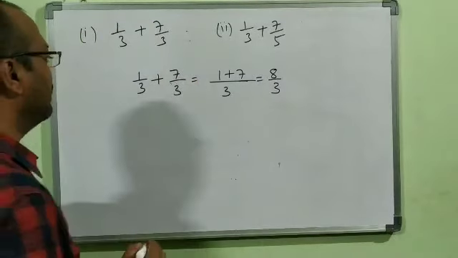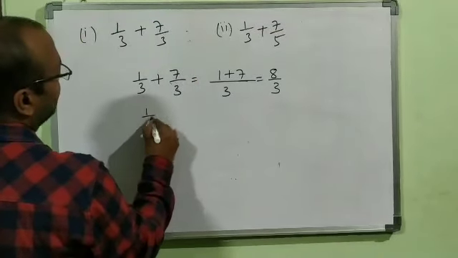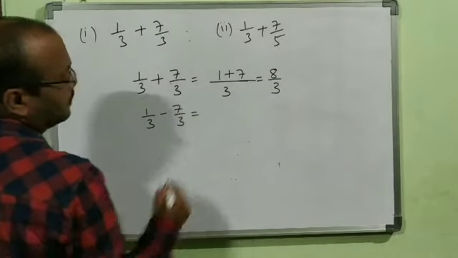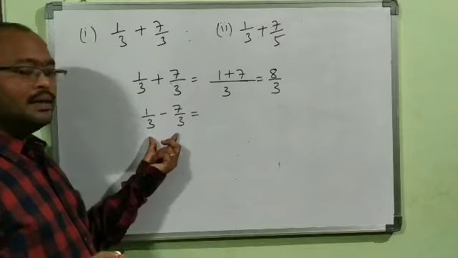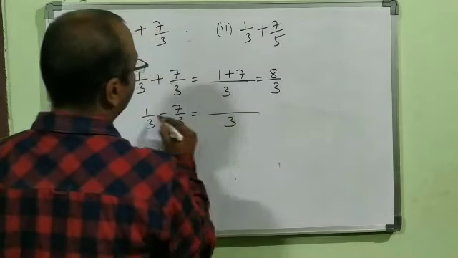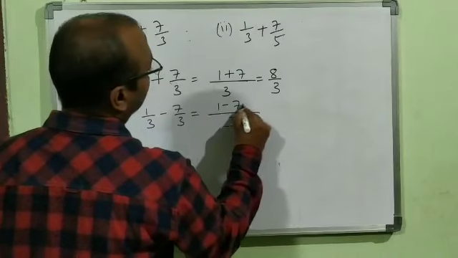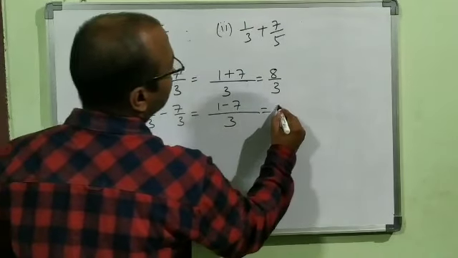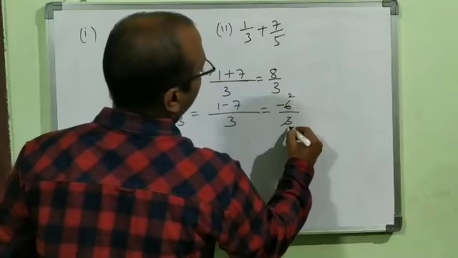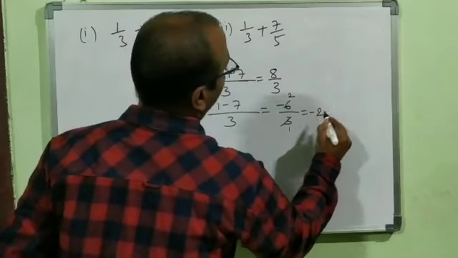In the same manner, if 1 by 3 minus 7 by 3 is there, then also no problem. Why? Because both are like fractions. In the denominator 3, now this is 1 minus 7. 1 minus 7 means here minus 6 by 3. 3 ones are 3, 3 twos are 6. The answer will be minus 2.